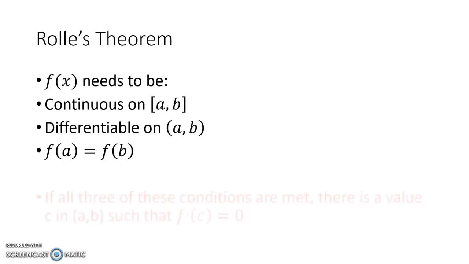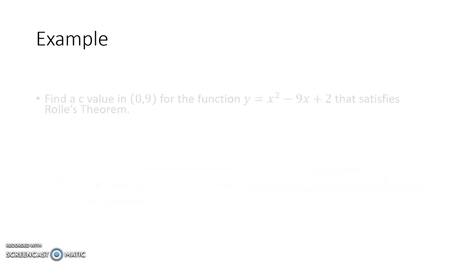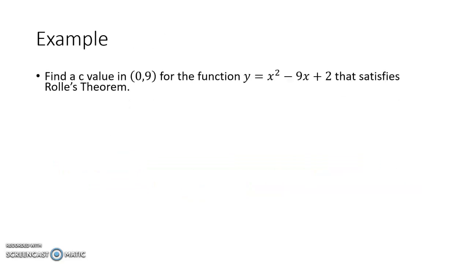If all this is true, then there's going to be some value c in the open interval. Now, it's not an endpoint, but actually between a and b, exclusive, such that the derivative is equal to 0. In other words, you can draw a horizontal tangent line through there. And we're going to look at an example and actually physically see that. But here's what they may ask you. It says here, find a c value in the open interval (0, 9) for the given function that satisfies Rolle's theorem. Now, to use Rolle's theorem, we have to make sure that the hypotheses are met.